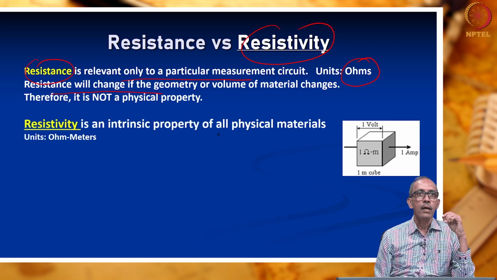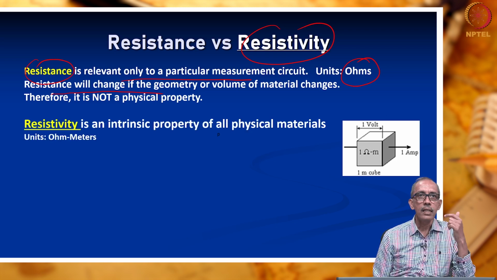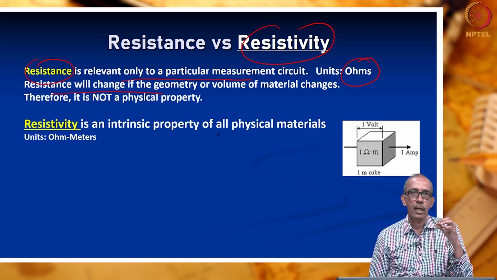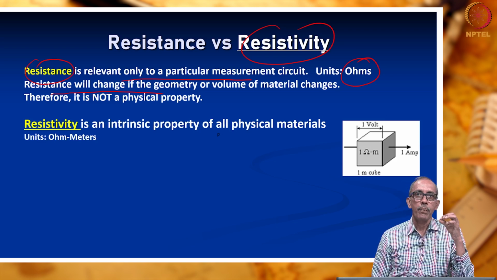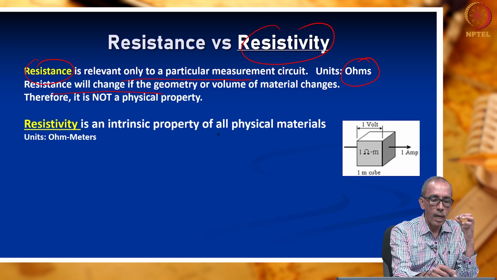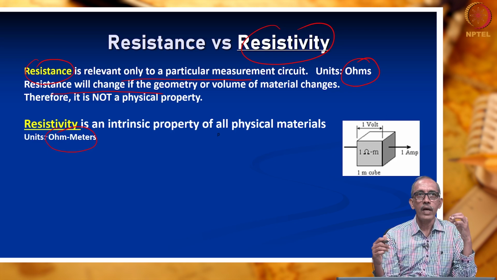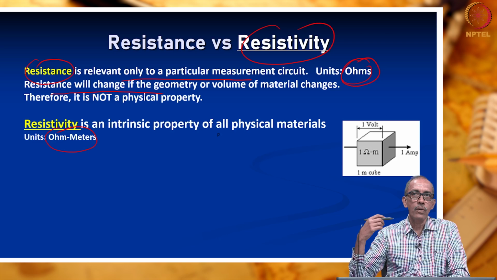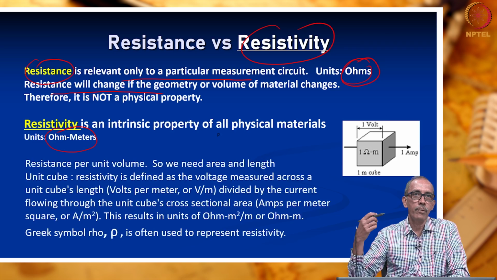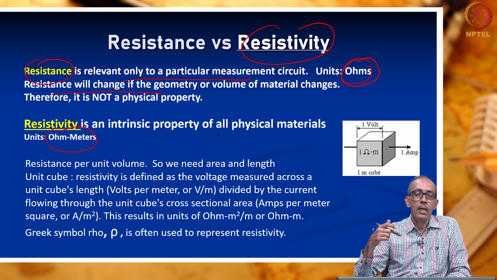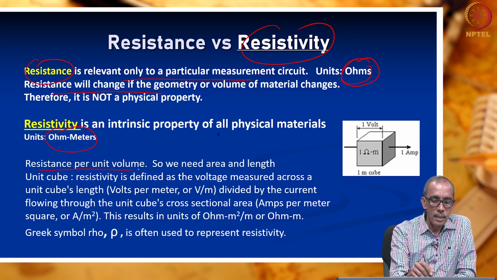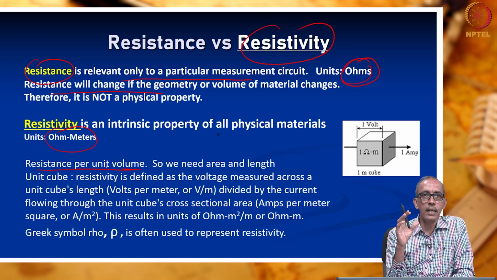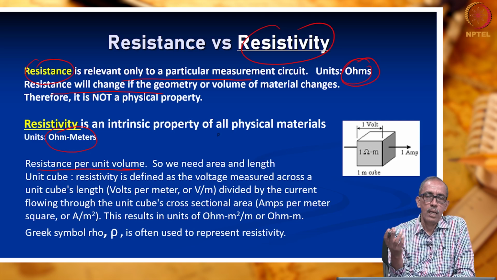Then what is resistivity? Whereas resistivity becomes the property of the medium. Hence we bring in the unit of ohm meters, whereas for resistance, the unit is only ohms. Resistivity is ohm meter. What exactly do we mean by resistivity? We said resistance is applicable to a particular electrical circuit for a particular material.